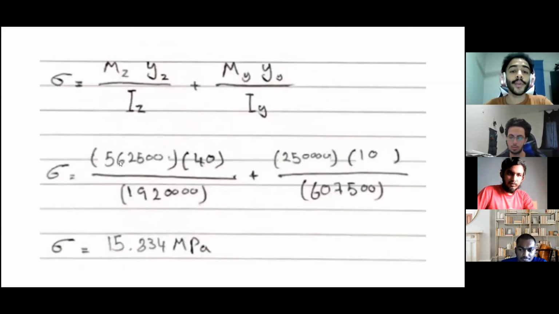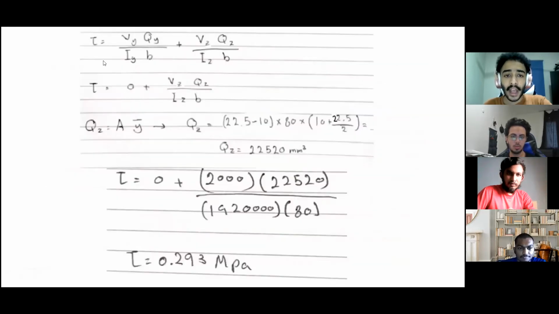And here is the formula for the bending stress. After applying the results that we got earlier, we get that the bending stress is equal to 15.834 megapascal. And here is the formula for the shear stress. And here the shear stress in the y-axis is equal to 0, since point K is on the top. So the shear stress is going to be equal to 0 here. And we only have the shear stress for the z-axis.